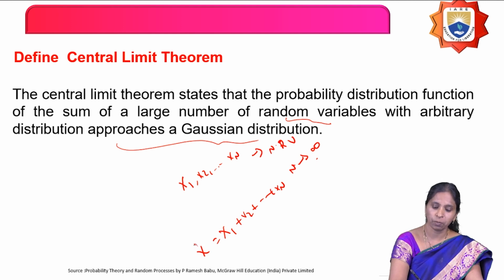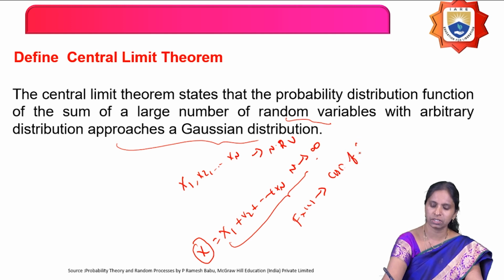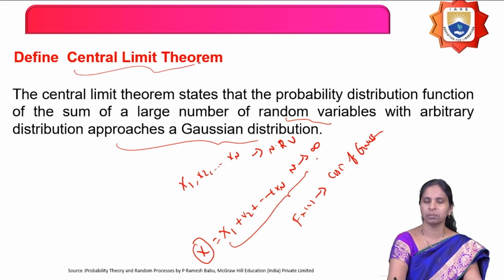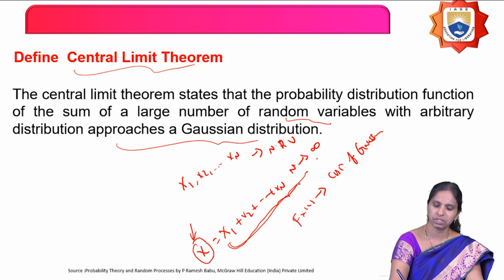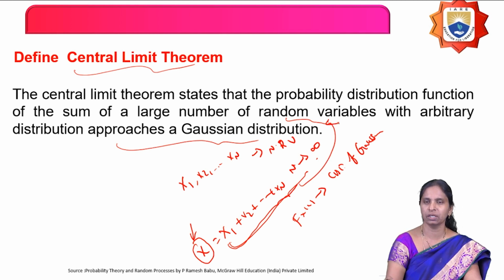Then the probability distribution function of the sum of this large number of random variables approaches the Gaussian distribution function. That is the statement of the central limit theorem. The central limit theorem states that the probability distribution function of the sum of a large number of random variables approaches the Gaussian distribution function.